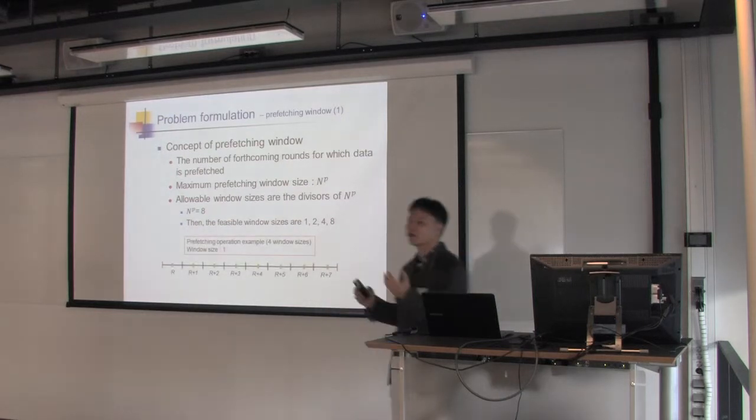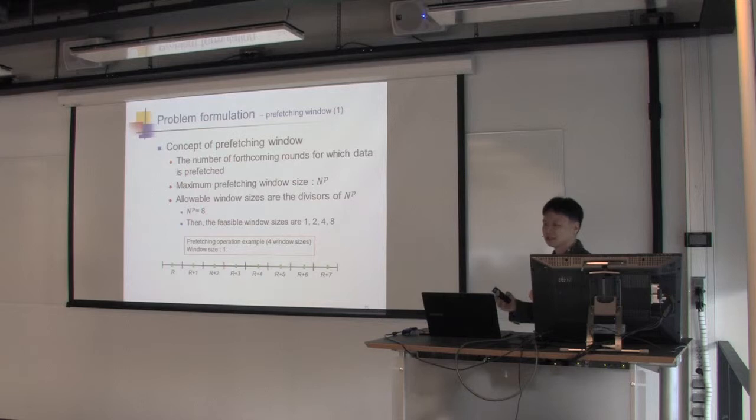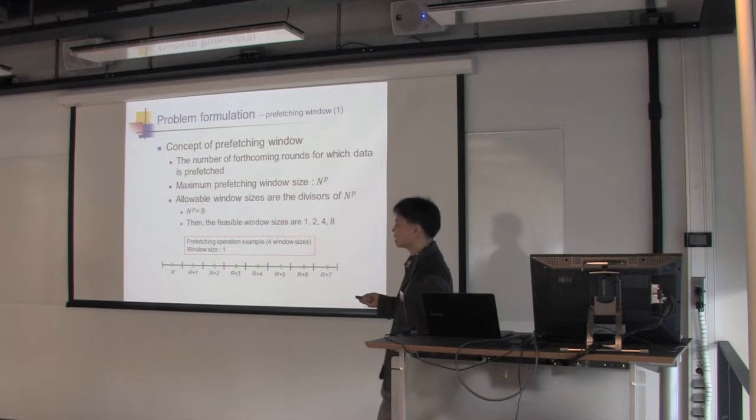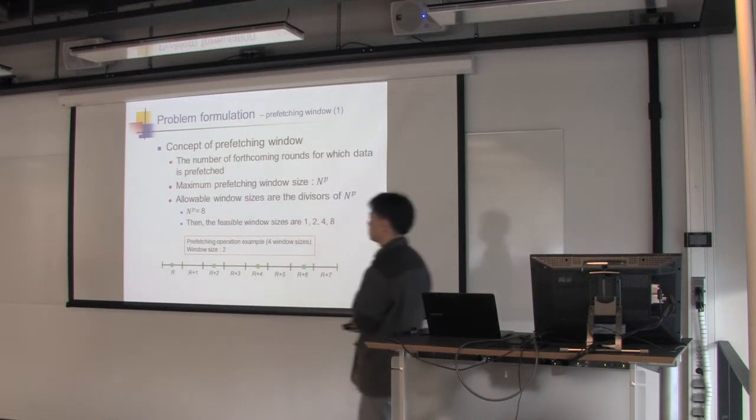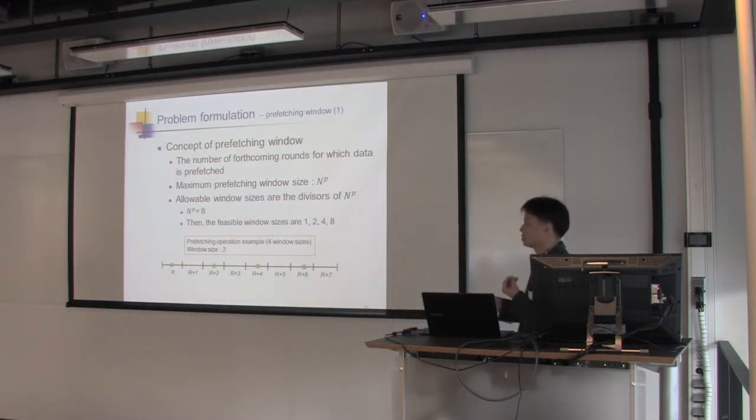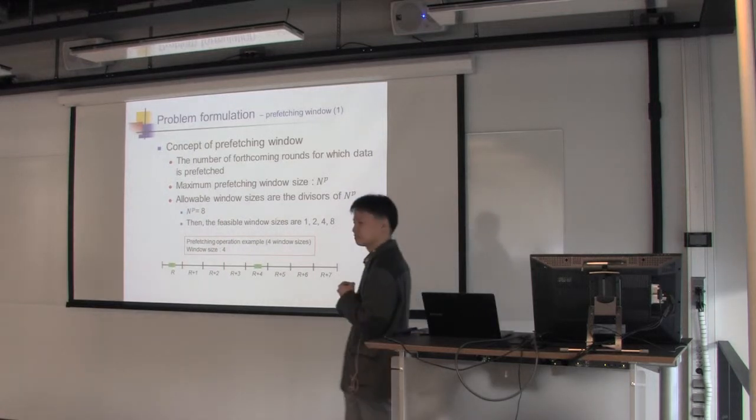Now let me explain how the prefetching window affects the disk seek operations. Suppose that the window size is 1. If the window size is 1, data must be read in each period. Actually, this corresponds to the conventional approach. If the window size is 2, we have to read data every second round. If the window size is 4, we need to read data every fourth round.